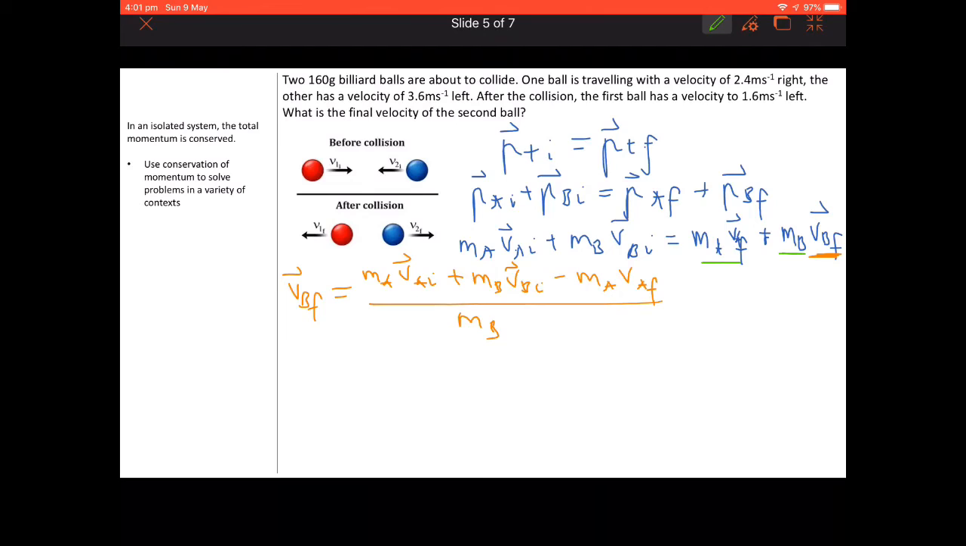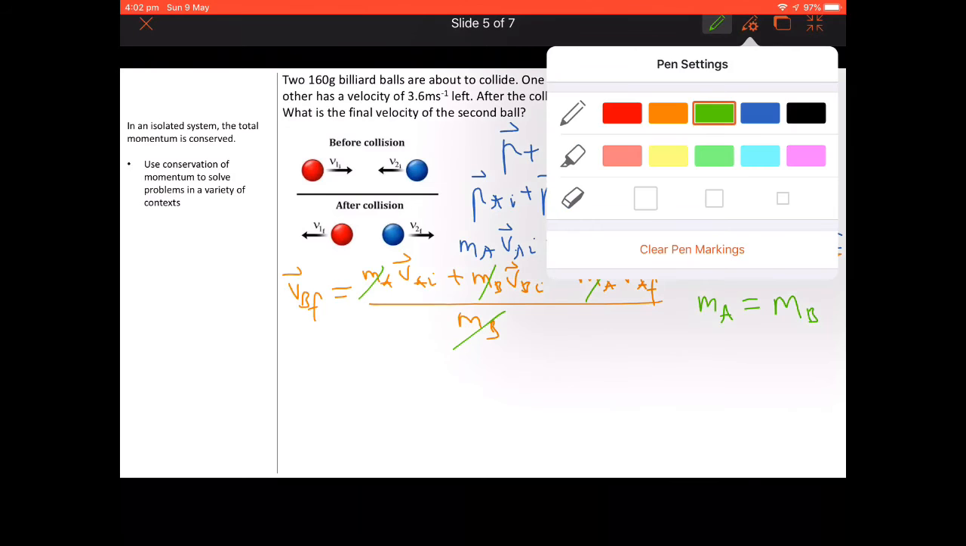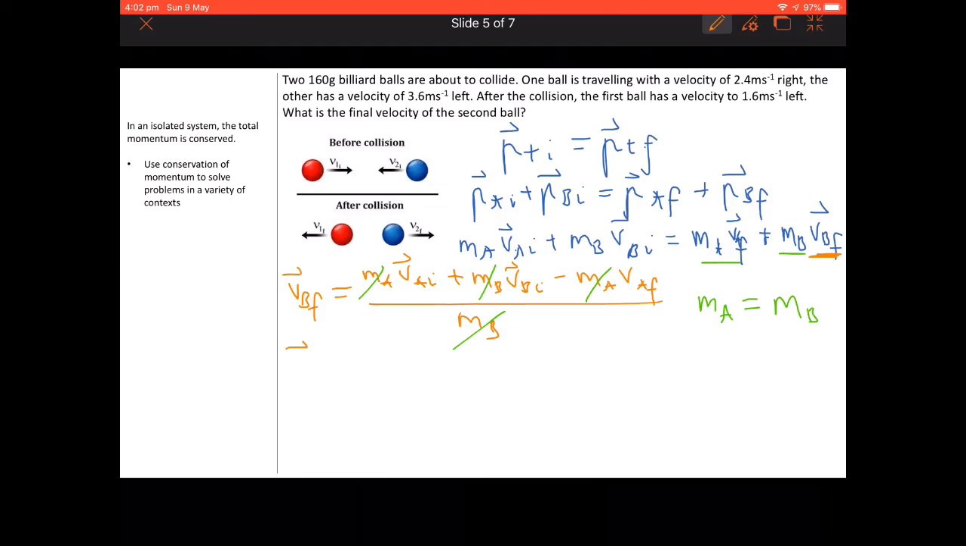Because the mass of A is equal to the mass of B, we can cancel out all the m's because they're the same. So this, and this, and this will all cancel out. So in order to find the velocity of B, or the final velocity of B, we'll just be left with having to add the initial velocity of A, the initial velocity of B, and then minus the final velocity of A.